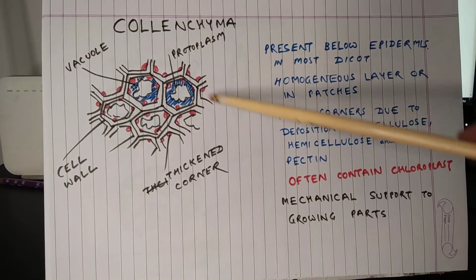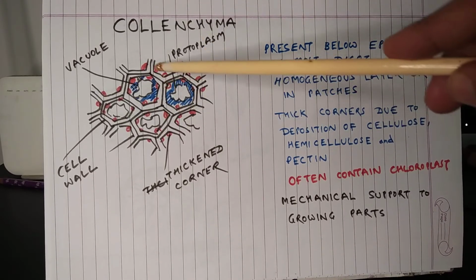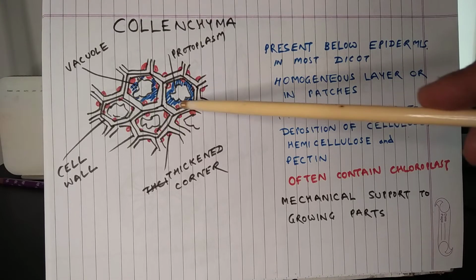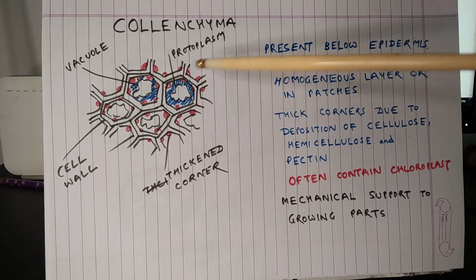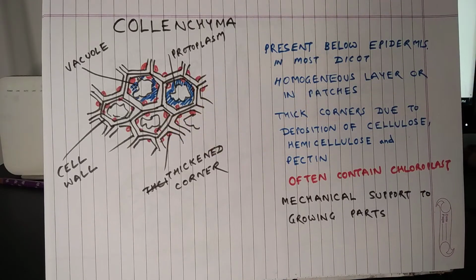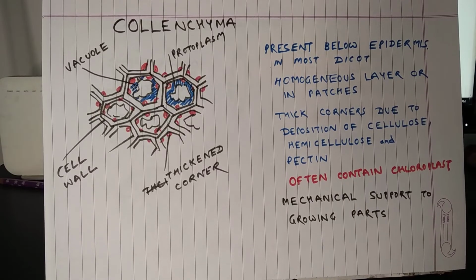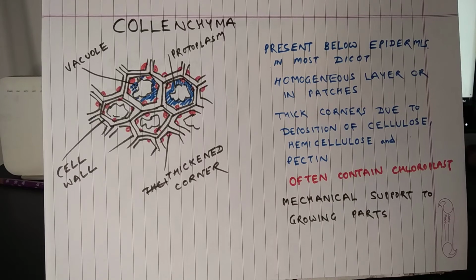So this diagram shows collenchyma. The white portion is vacuole, followed by protoplasm, and here are some red dots. So these are thickenings at corner of the cell wall, and this thickening is because of deposition of cellulose, hemicellulose, and pectin. The collenchyma often contains chloroplast, so it also participates in photosynthesis, and the main function of collenchyma is to provide mechanical support to growing parts.